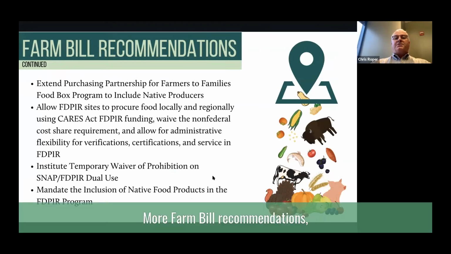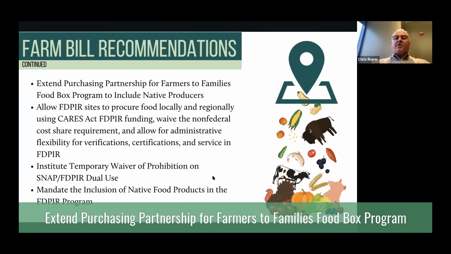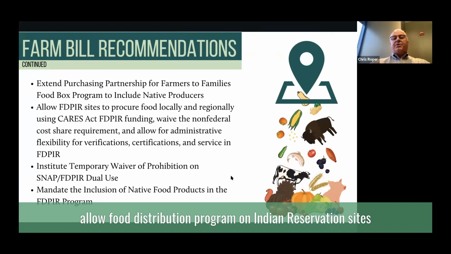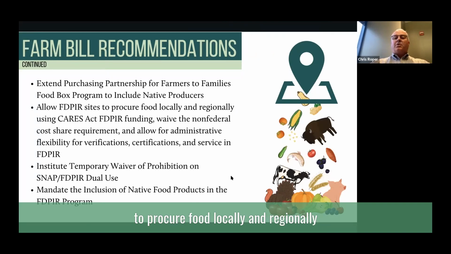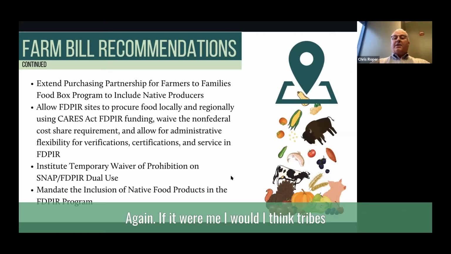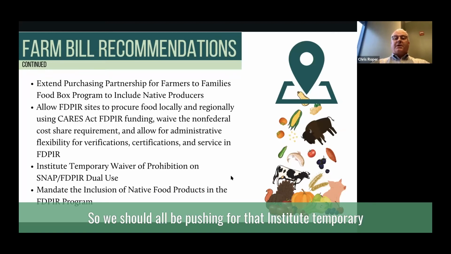More Farm Bill recommendations, extend purchasing partnership for farmers to families, food box program to include native producers. A lot of great things happening on this, I know right now, but it could be a lot better. I think that's something we should all be pushing for. Allow the food distribution program on Indian reservation sites to procure food locally and regionally using CARES Act and FDIPR funding. Waive the non-federal cost share requirement and allow for administrative flexibilities for verification, certifications, and service in FDIPR. Again, if it were me, I think tribes need to be running that program with tribal food. So we should all be pushing for that.